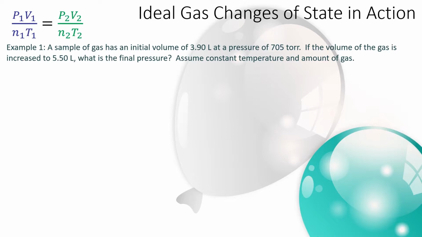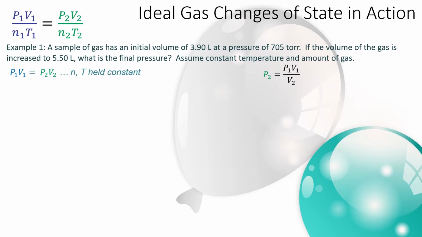705 torr. As we have shown, this problem is an example of Boyle's law, where we drop T and N from the master equation and get the equation to solve. P1V1 equals P2V2. The quantity we want is the final pressure, P2, so we rearrange the equation to solve for this quantity. P2 equals P1V1 divided by V2.